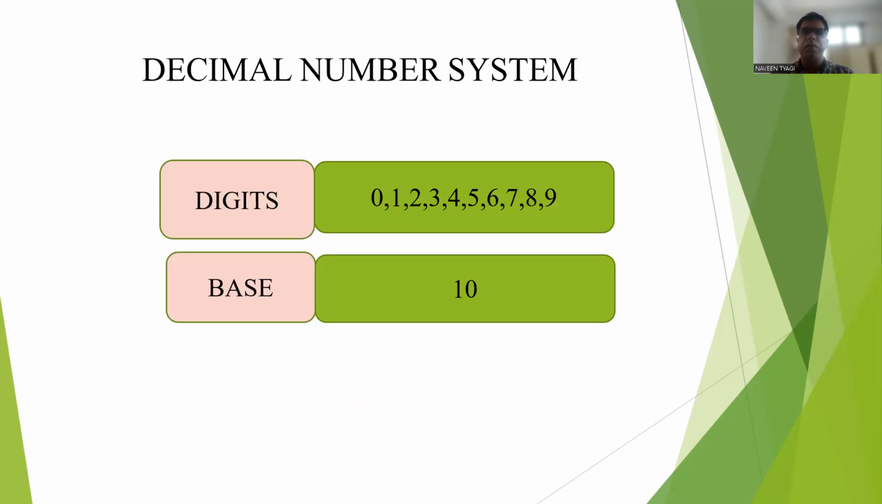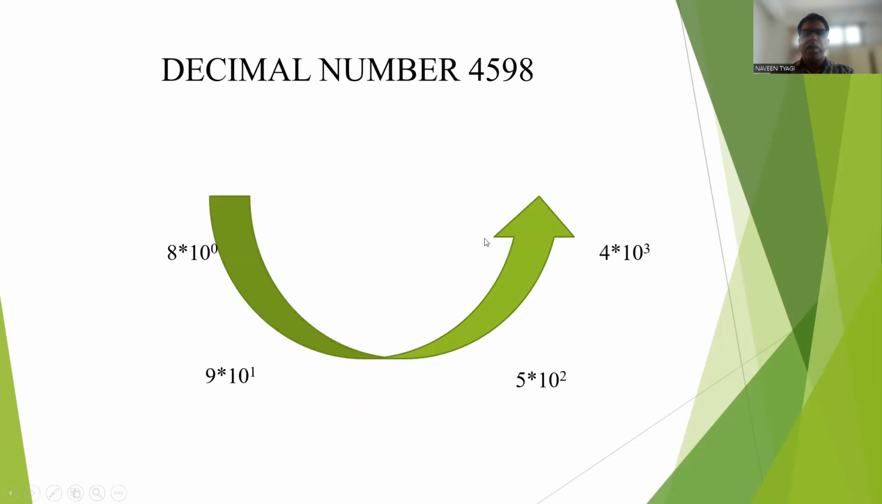Now, the first is the decimal number system. It starts from 0 and ends with 9. It has a base of 10. Here is a decimal number, 4598. Here, each digit is represented by its weight.